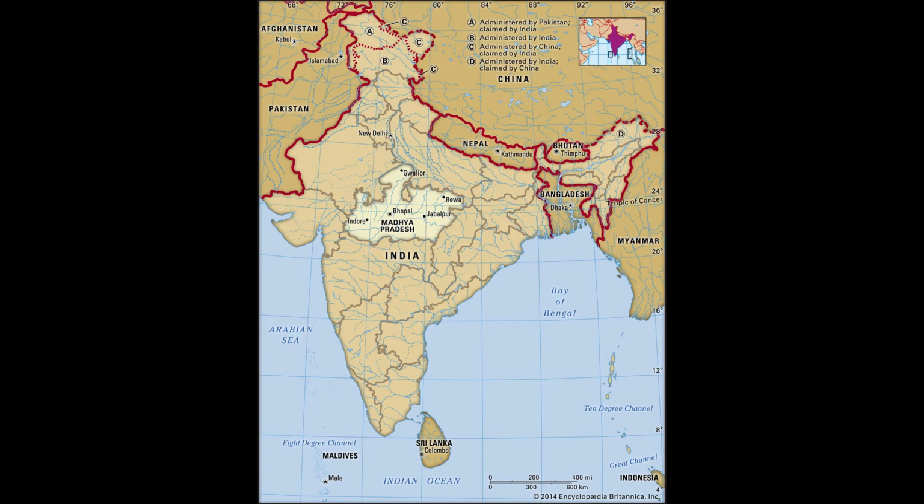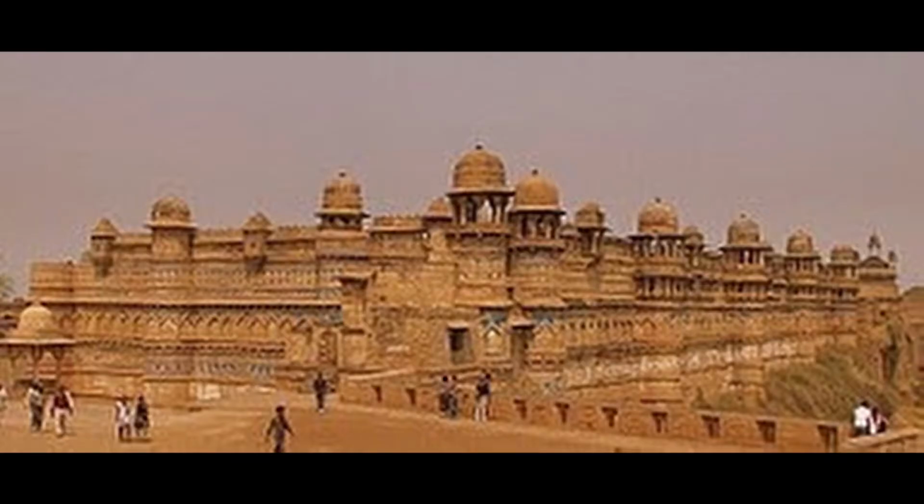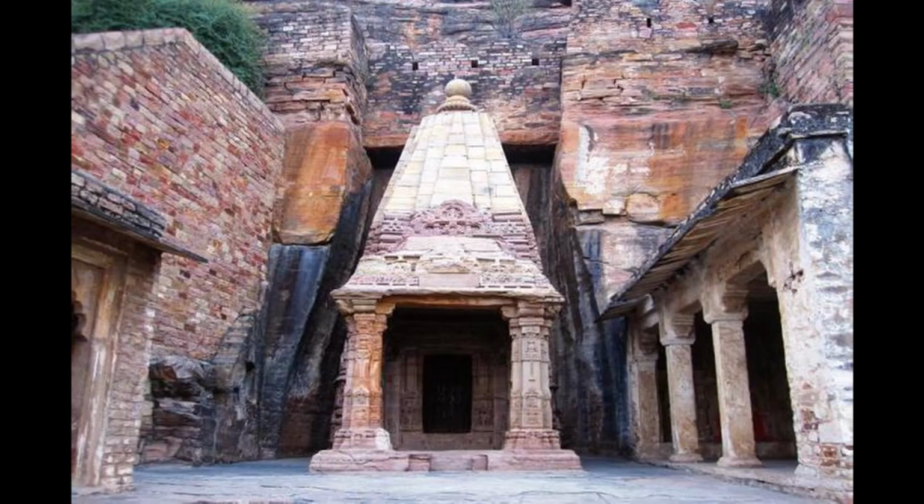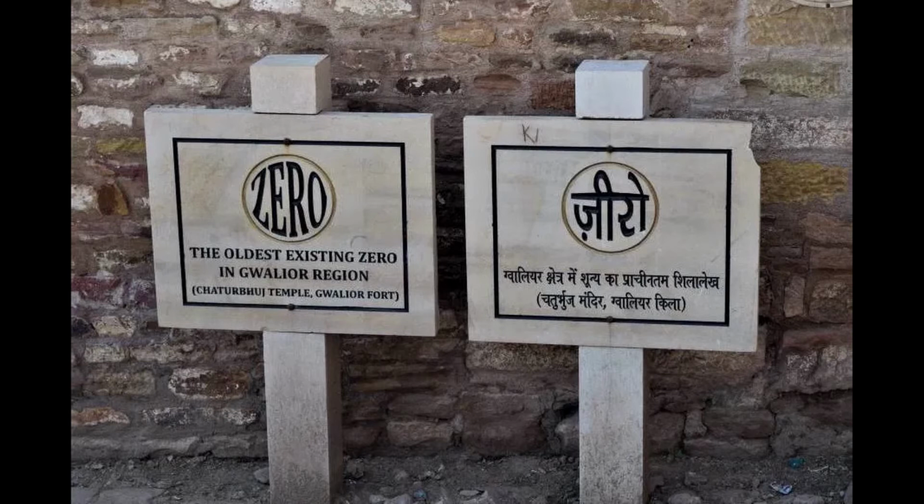In Madhya Pradesh, India, we first see the symbol of zero in the 8th century Gwalior fort. Next to the fort is a temple called the Chaturbhuj Temple. In this 9th century temple, we see the use of zero when the number 270 is written on one of its walls. Here is the first time we see zero as a number with a value and not just a placeholder. The writing of zero is in Gwalior fort to this day.